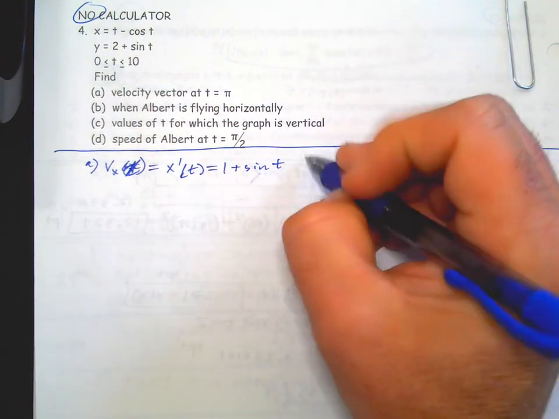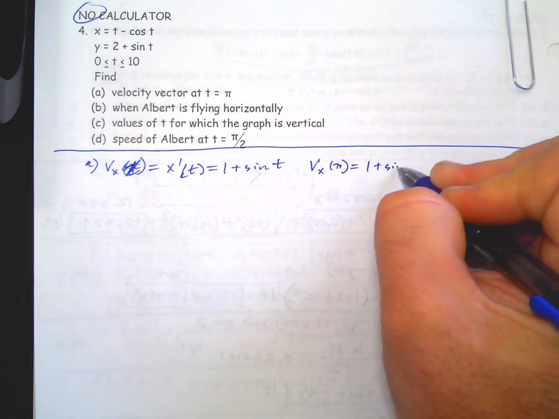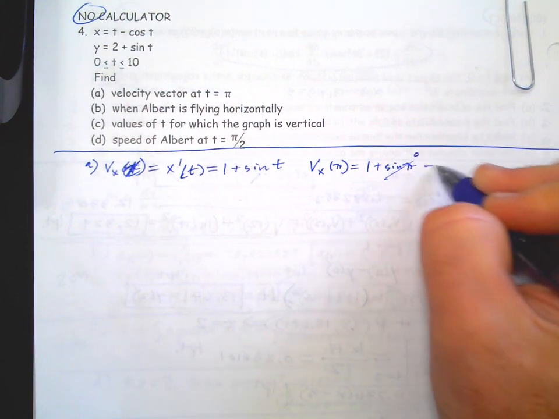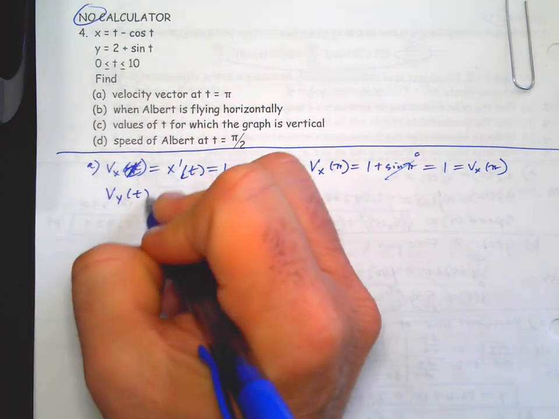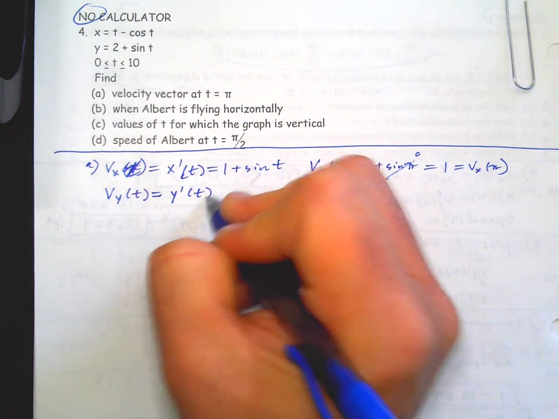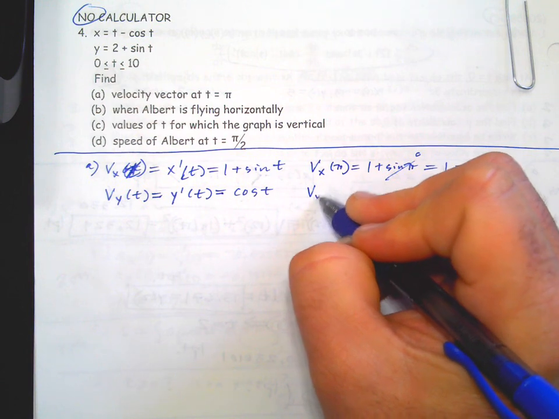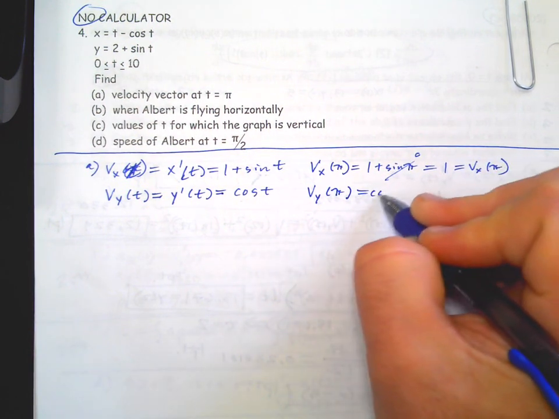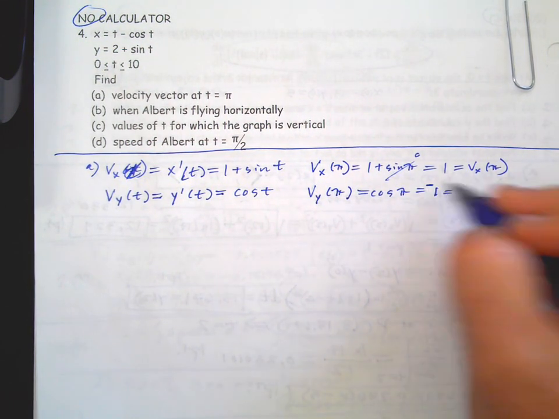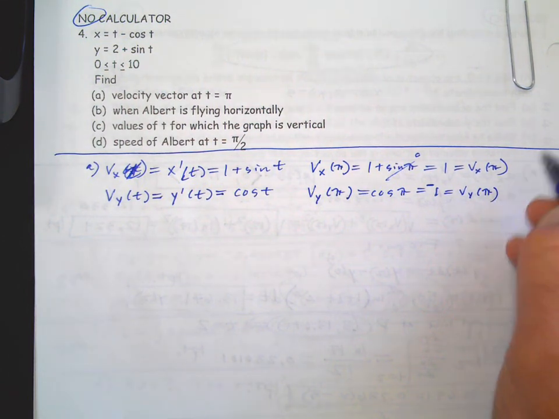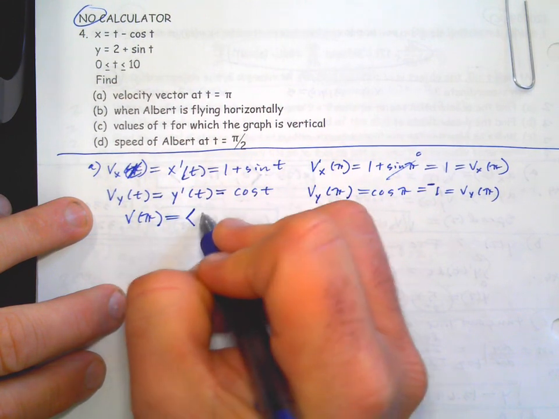And so then velocity x at pi is going to be 1 plus sine pi, and sine pi is 0, so it's going to be 1. Velocity in the y direction is going to be the derivative of the y position, which is going to be cosine. So we'll plug pi into that, and we'll get negative 1. So I'm going to write it like this as a vector, 1 comma negative 1.